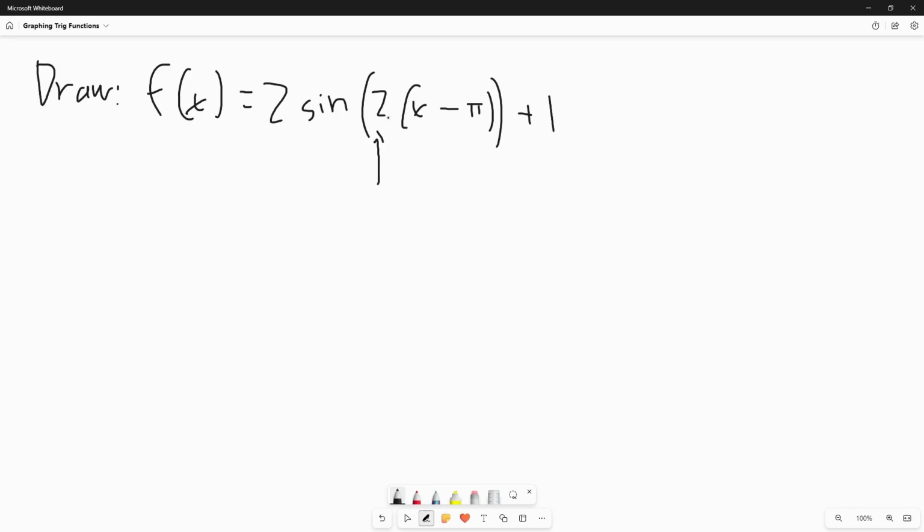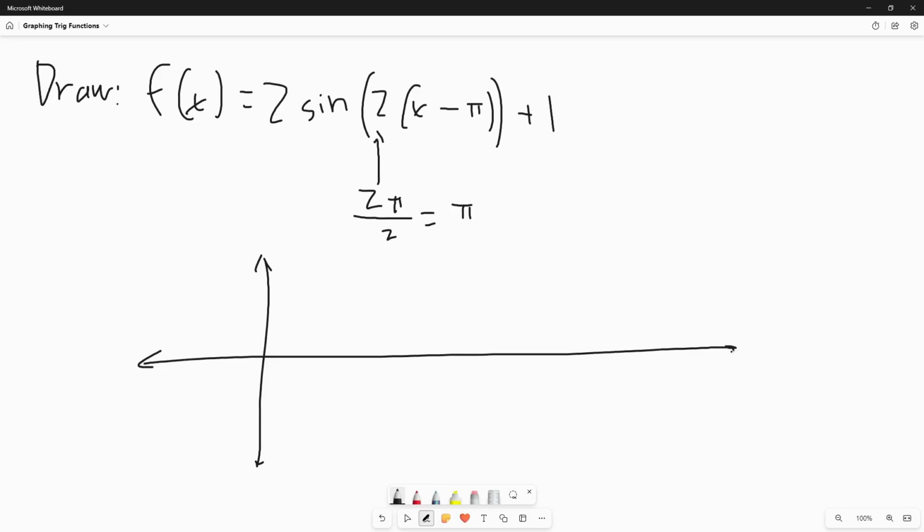We already explained earlier that we can use this 2 to find the period. So it's 2 pi over 2, so the period is pi. So first, let's just draw the regular sine function graph. Like this. Doesn't have to be pretty. I'll just draw it.